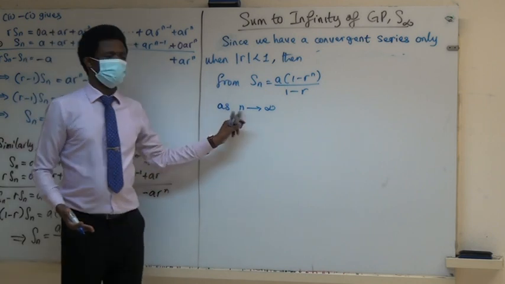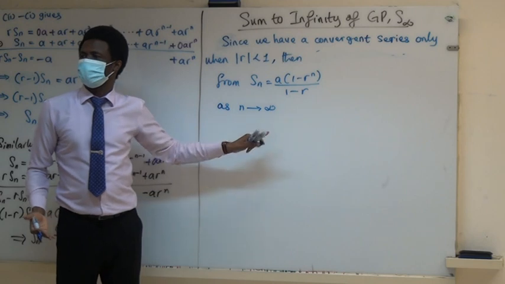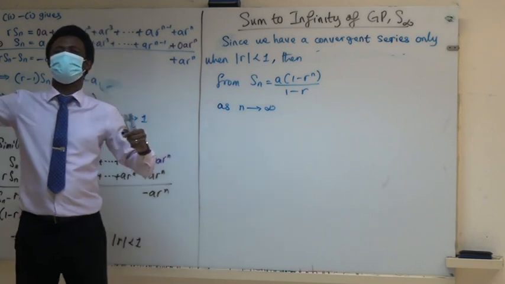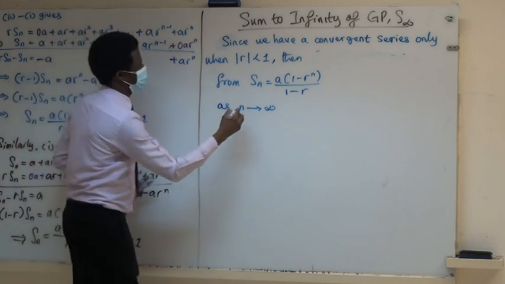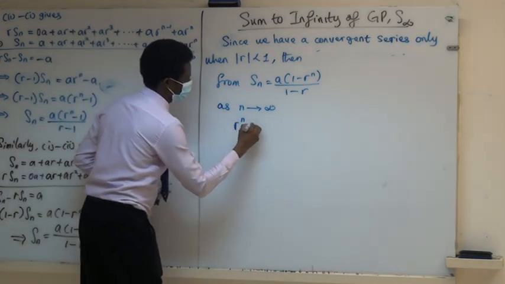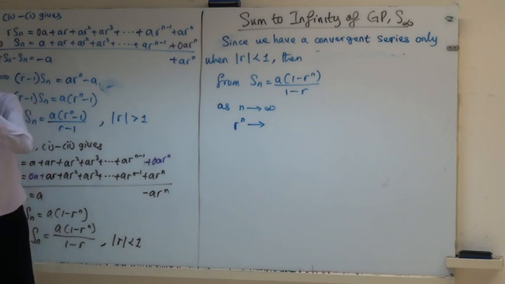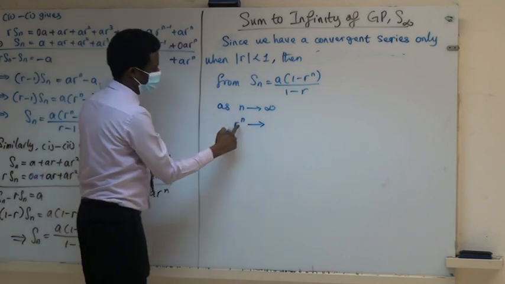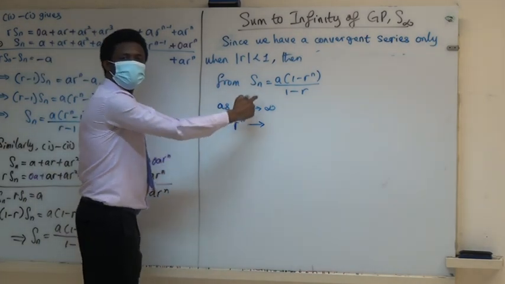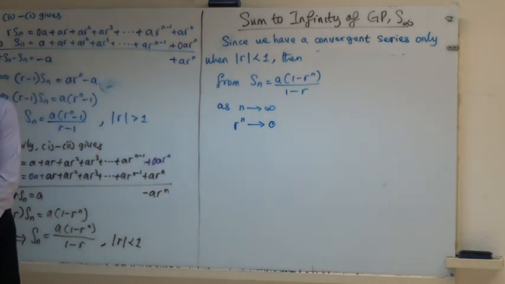As n tends to infinity, what that means is as n becomes so huge. As n tends to infinity, what happens? r to the power n tends to what? 0. That's what you just investigated. As your n becomes big, your common ratio to the power of that big number always moves close to 0. Do you agree with that?